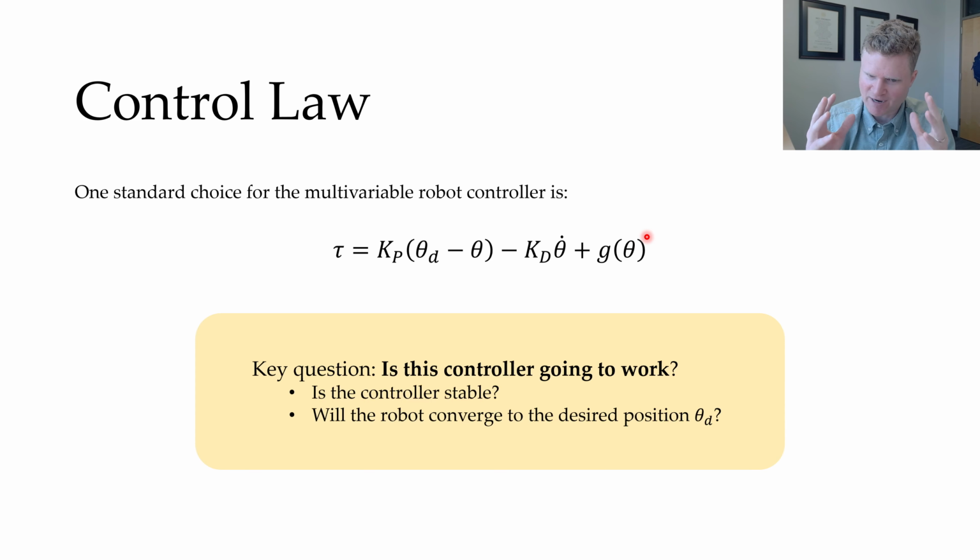All right, so I've got this equation, and our question is, is this a good idea? Like, is this controller going to work? Is it stable? And will it cause my robot to converge to the desired position? Remember that with control, our whole point is I want to take my robot and move it to desired positions in space. So is this controller going to do that? Is it going to take my robot and move it to the desired position theta d?